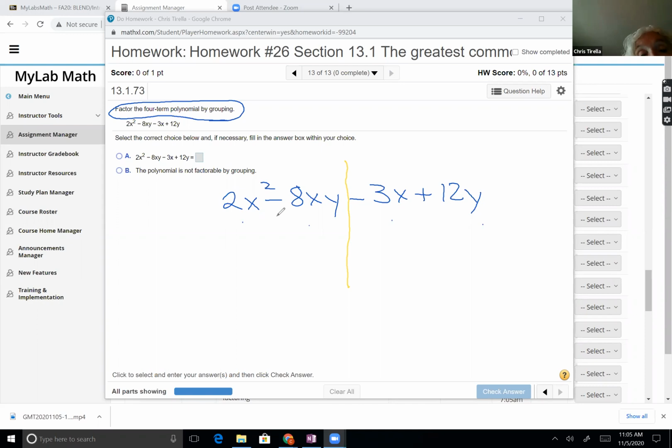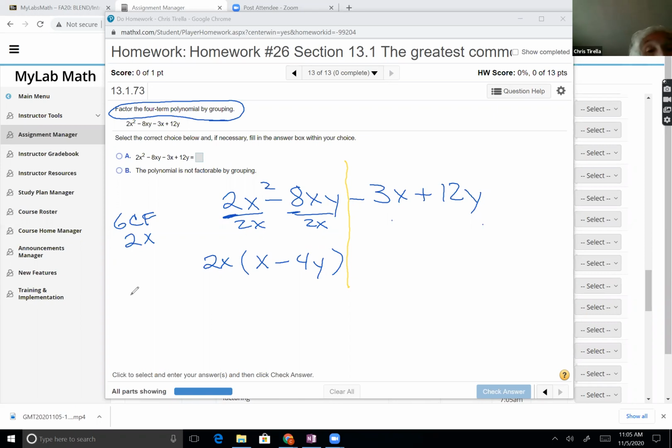When I look at these first 2 terms, both 2 and 8 are divisible by 2, so the common factor would include 2. And both of them have a factor of x. So in the first 2, I have a common factor of 2x. To find the other factor, we said we would divide them both by 2x, which gives me x minus 4y.